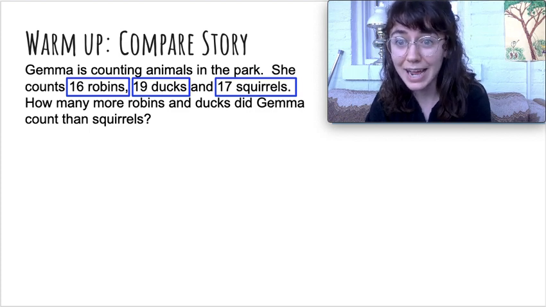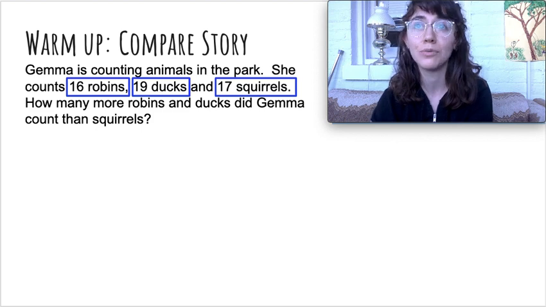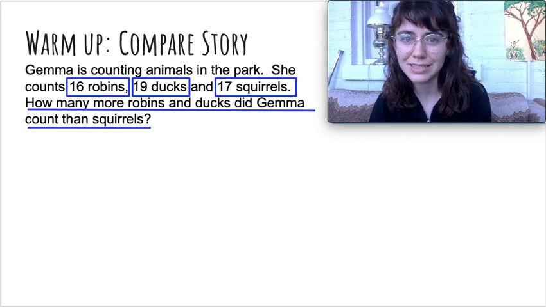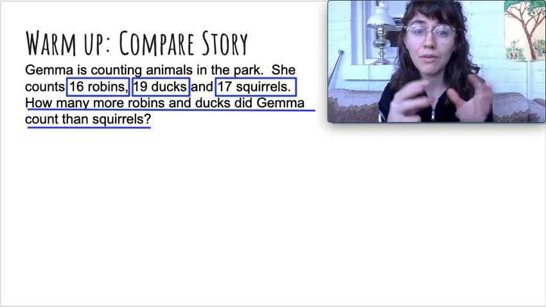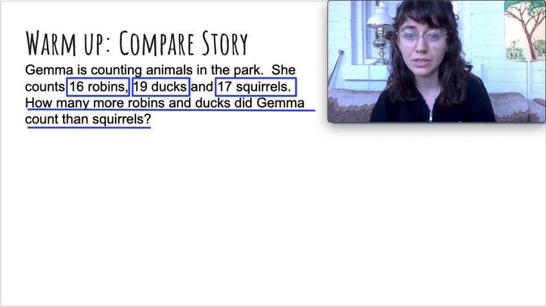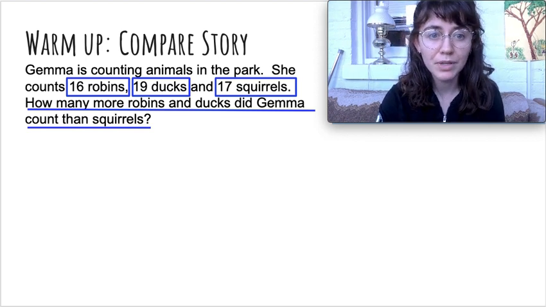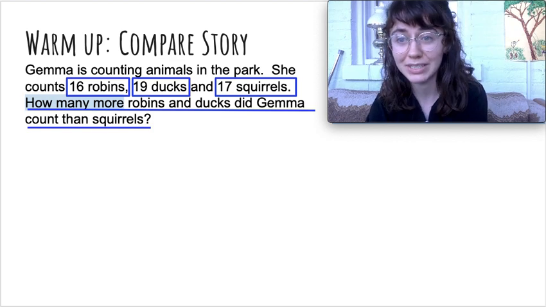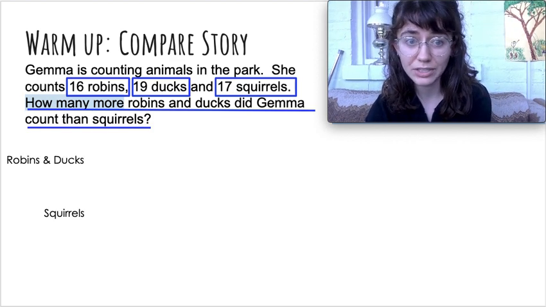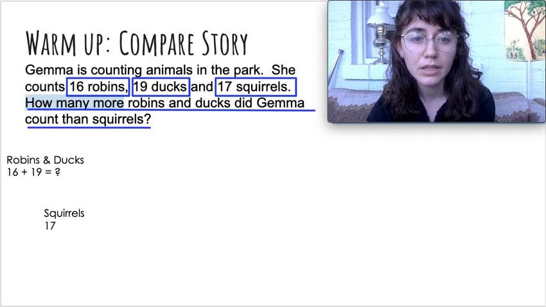So that's her data about the animals in the park. And she organized it by category of what kind of animal it is. Then the question's asking us to compare the group of robins and ducks to the group of squirrels. So kind of put all the robins and ducks, those birds, together. So we're going to compare, so that's how many more. So first off, I just want to know how many are in each group. So you've got the group of robins and ducks and the group of squirrels.